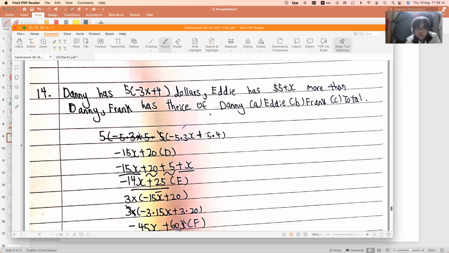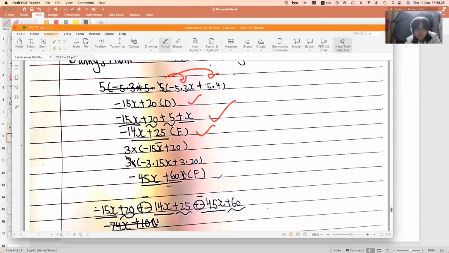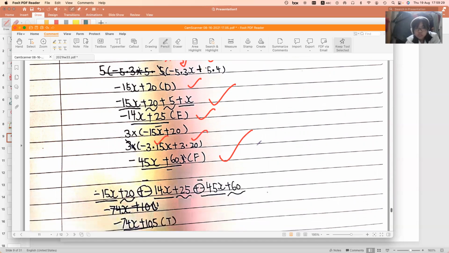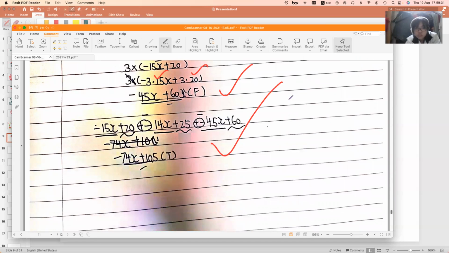Then he has this. Open the bracket. Yep. Arrow, arrow. Very good. Then it says what? Eddie has more. So add up. So very good. 3 times. Go in. Yes, good. Finally you get 1 question correct already.